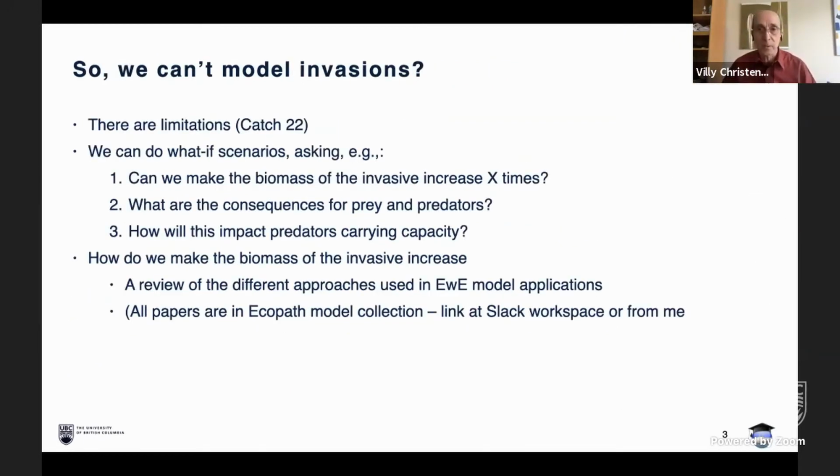Does it mean that we can't model invasions? Well, we can, but there are these limitations. We can do what-if scenarios. So we can ask, can we make the biomass of this invasive species increase up to this level here? Is that possible? Can we get the model to do that? That's the first step about actually modeling it, if we are modeling the invasion. And if we can do that, we can look at what's the consequences for prey and predators.